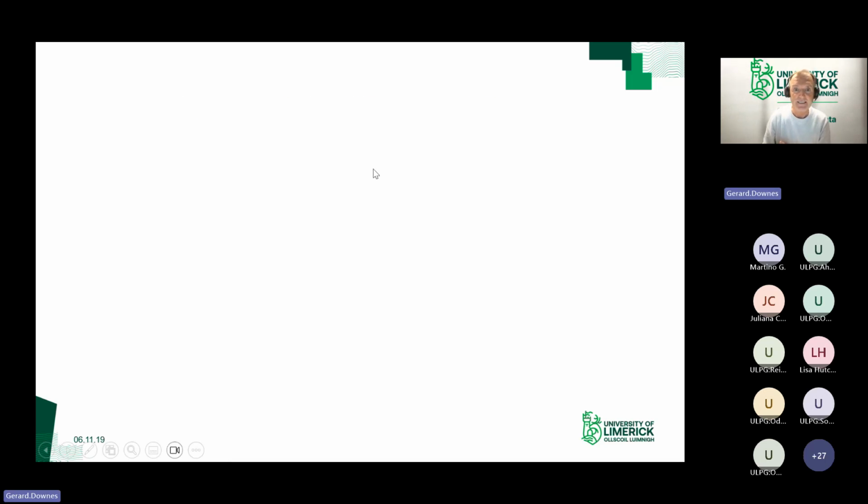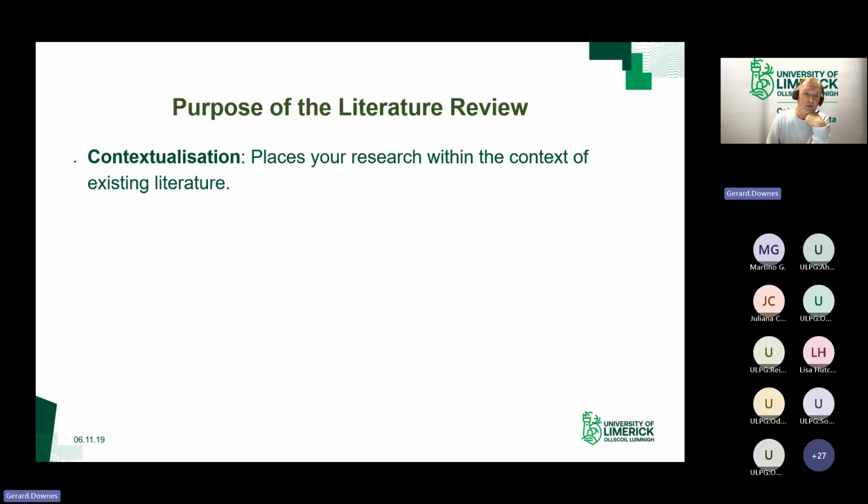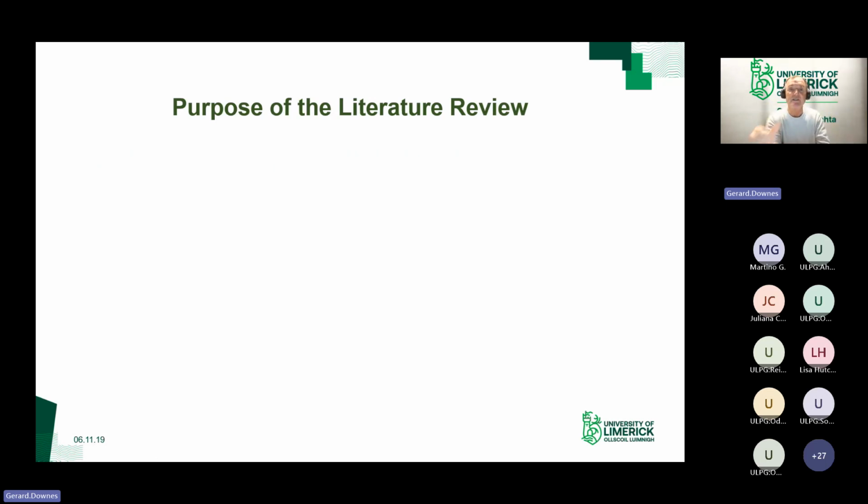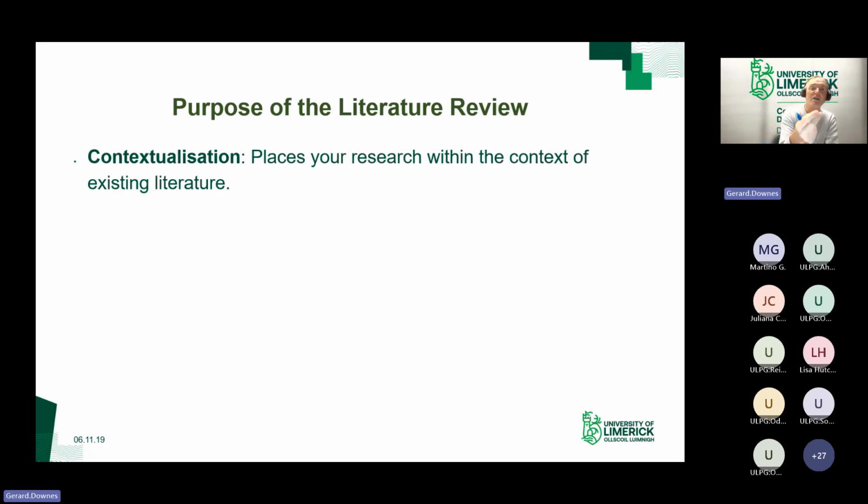Okay, so what could we say about the purpose of the literature review? There are three particular purposes here. One is about context, so contextualization. The other is about identification of gaps, and the other is something that we could call a foundation for your research. So what do we mean by those? Well, contextualization means that it places your research within the context of existing literature. So it lets you see where your research is with regard to the other literature.